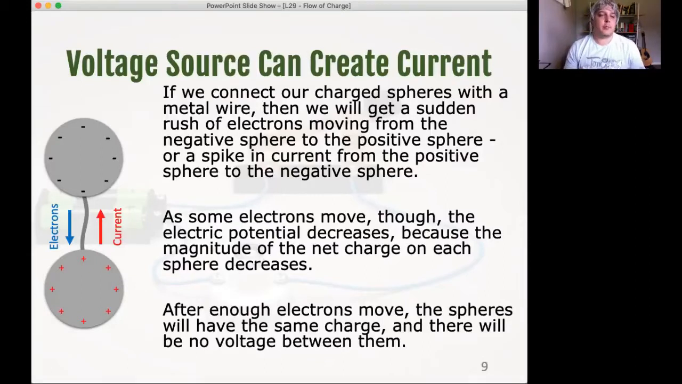If the negative and positive spheres started at equal and opposite charge values, then they would all become neutral and all become zero charge over the whole system. If they started at different magnitudes, then you would end up at this equilibrium that's not perfectly neutral. But you would end up, regardless, at a point where the two spheres had the same charge, and so there's no voltage between them. No need for a charge to move from one to the other.